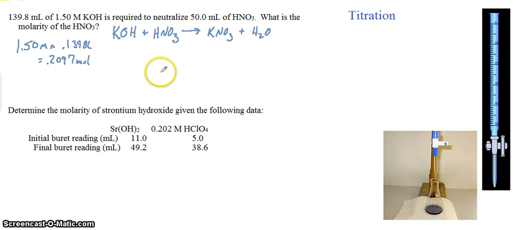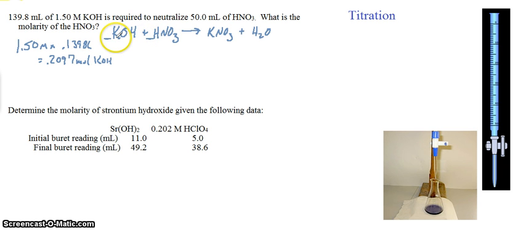I added it, and I got my indicator color change, which let me know, okay, I'm at equivalence. These things have canceled out. To do that, I know that I needed 0.2097 moles of KOH. I can look at my balanced equation, and I know that for every 1 mole of this, I'm going to react with 1 mole of this.